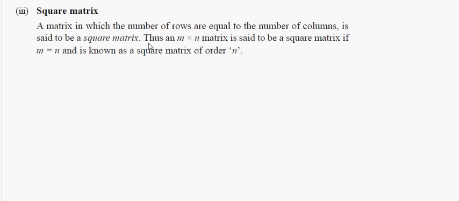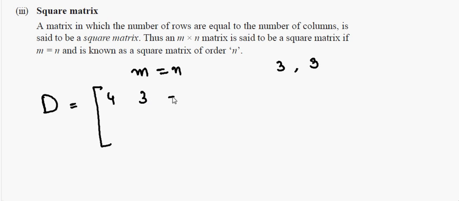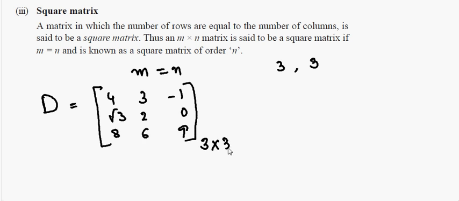The next type of matrix is the square matrix. A matrix in which the number of rows is equal to the number of columns. The number of rows m is equal to the number of columns. That means, for example, if you take 3 rows and the number of columns is also 3, then you call that a square matrix. For example, if I take a matrix like this: 4, 3, minus 1, root 3, 2, 0, 8, 6, 9. The order of the matrix is, horizontally it has 3 rows and vertically the columns are 3. So the order is 3 cross 3. This is called a square matrix.